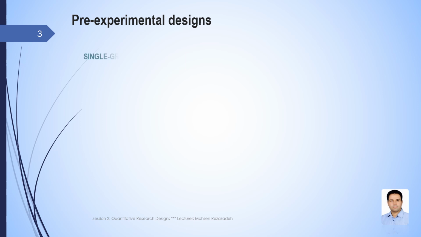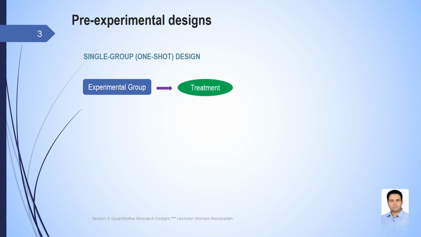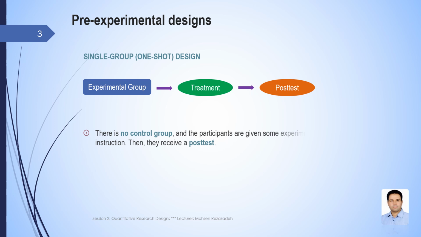The first one is single group one-shot design. In this design, we have only one group, which is the experimental group. Afterwards, they receive the treatment, and then after the treatment, we can administer the post-test. So as you can see here, there is no control group, and all of the participants are given some experimental instruction, and then they receive a post-test.